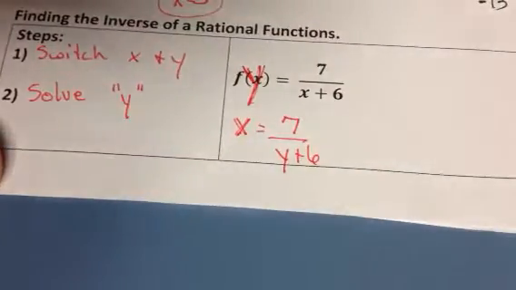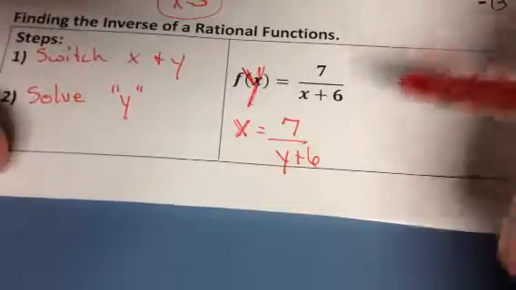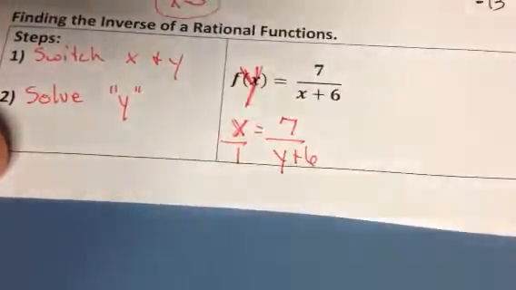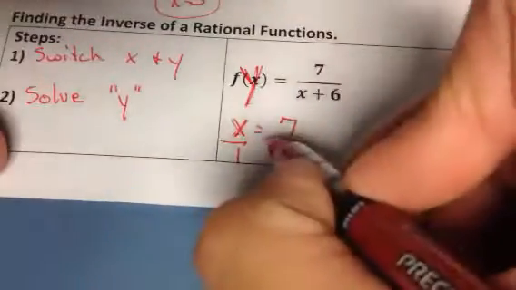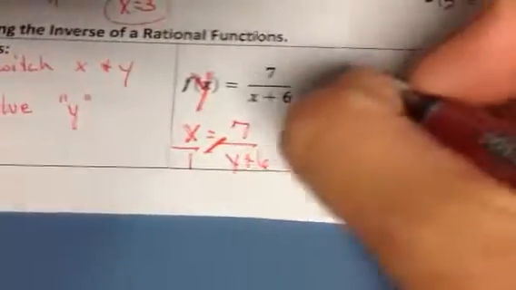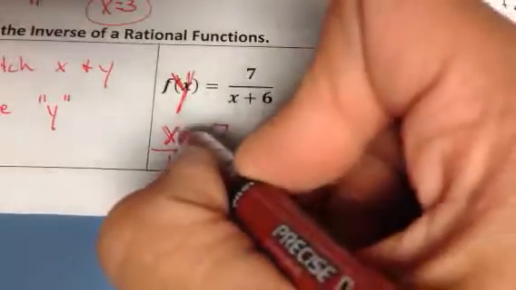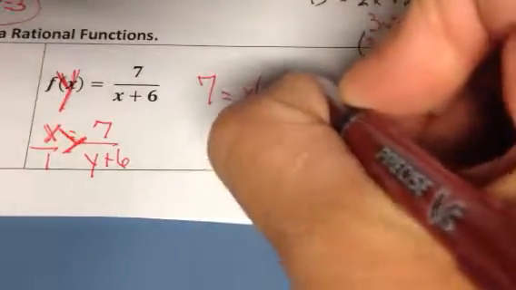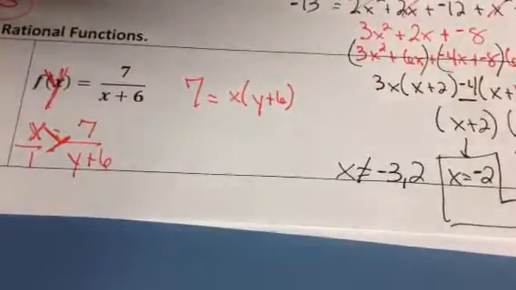And now with these fractions, this is going to be like what we just did. I've got to get this y by itself. I have one fraction equaling another fraction when I put it over 1. So I'm just going to do cross product. 7 times 1 is 7. And x times y plus 6. And now my goal is just to get the y by itself. So first I'm just going to distribute that in.